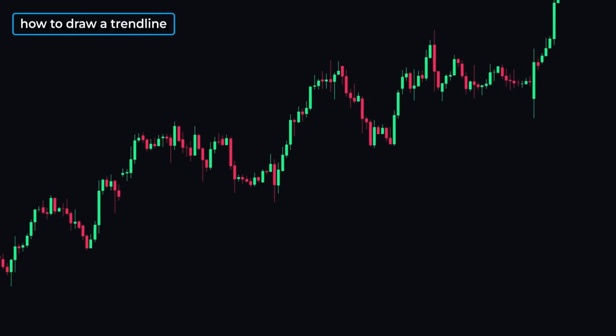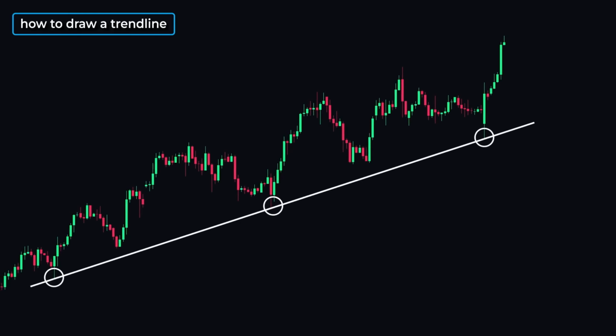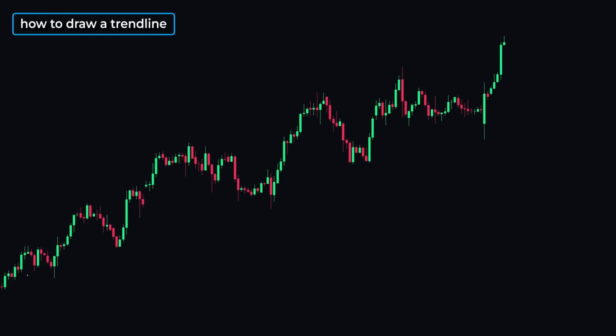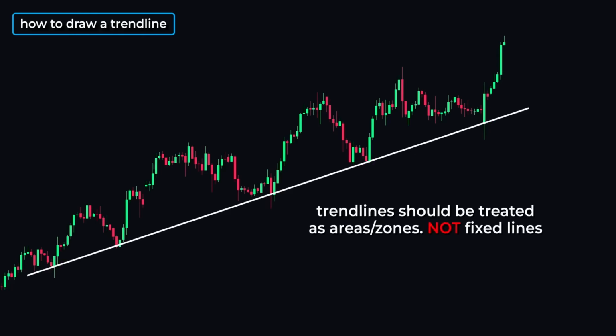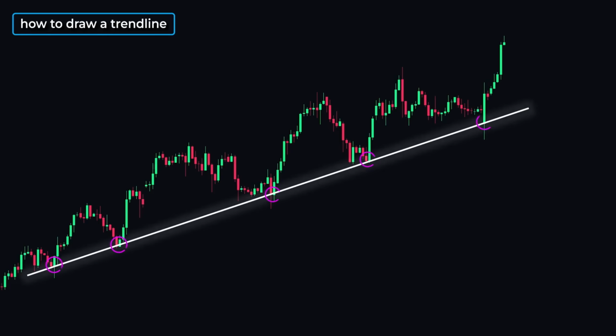For example, looking at this chart, if we draw a trend line by touching the wick, we get a total of 3 touch points. However, if we draw it touching the candle bodies, we get a total of 5 touch points. So for this specific chart, since the goal is to get as many as possible, we'll draw it touching the bodies. An important thing to keep in mind is that trend lines should be treated like areas or zones instead of fixed lines, so when drawing them, as long as the trend line is still within the general area of the swing, the trend line is still valid.